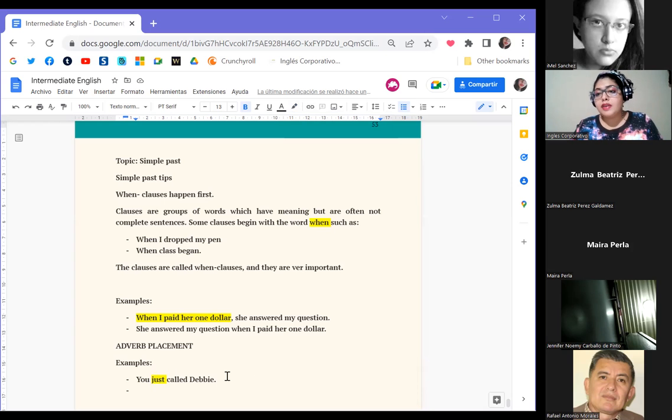And if we have a question, it's the same. We have the auxiliary did, then we have the subject, then we have the adverb, and then we have the verb that is in present or in base form, and then we have the complement.